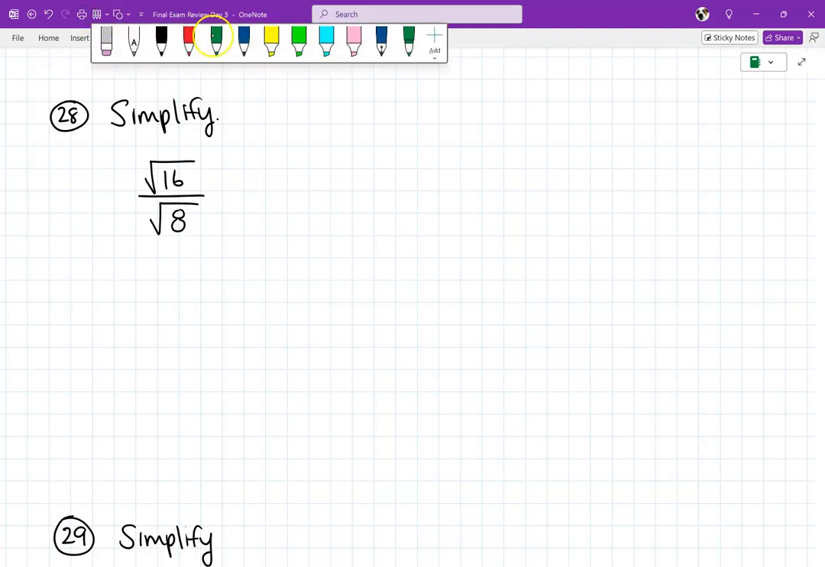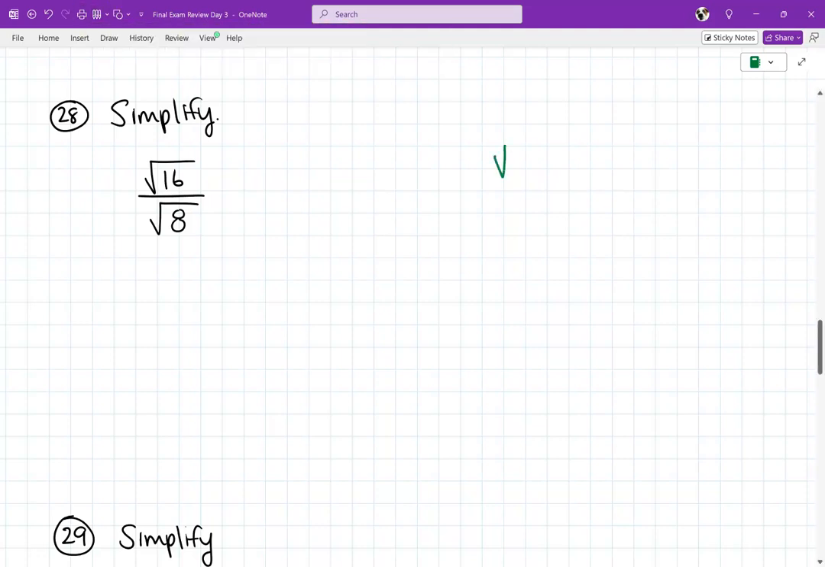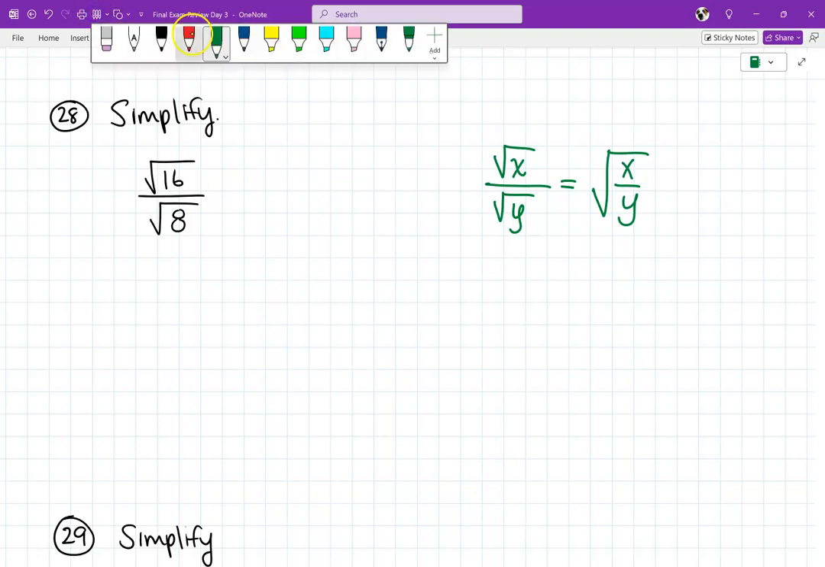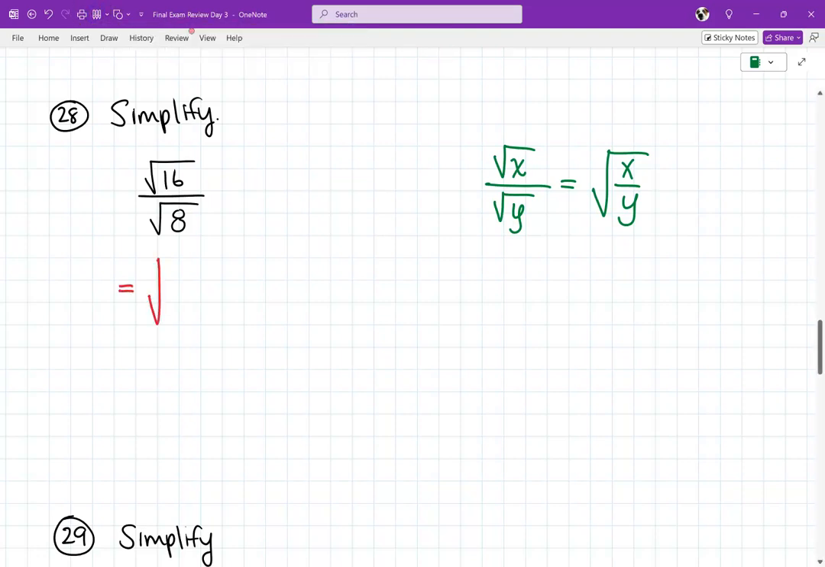There is a property that allows you to do the following. If you have radical x over radical y, it's the same as radical x over y. In your head, just think, can I divide those numbers on the inside? And I could, right? 16 divided by 8. So I'm going to rewrite this as the square root of 16 over 8. Well, 16 over 8 is just 2. So this is just the square root of 2. And I'm done.